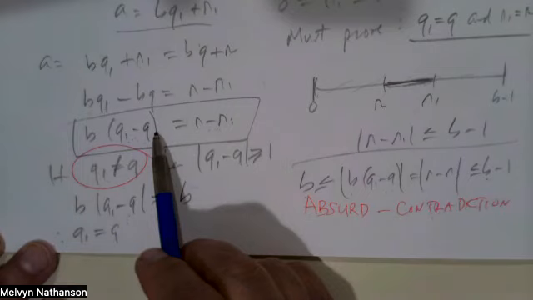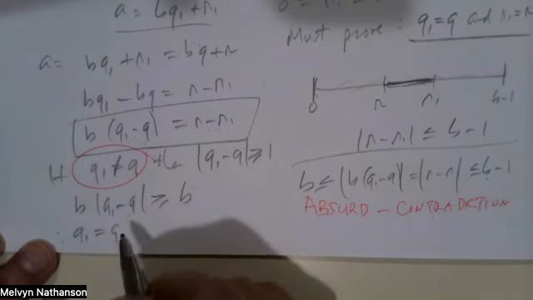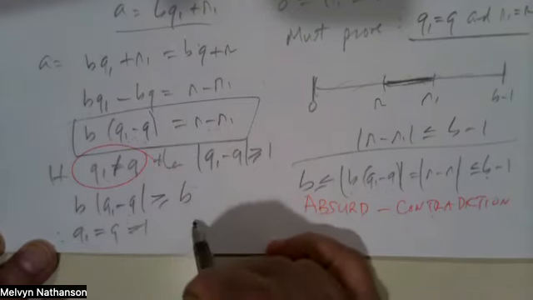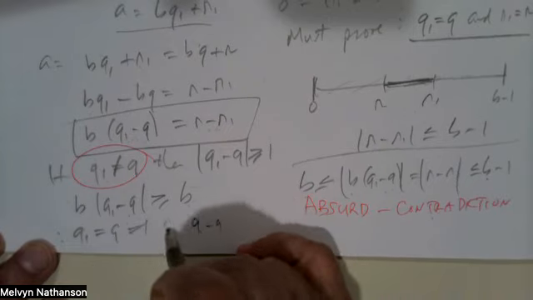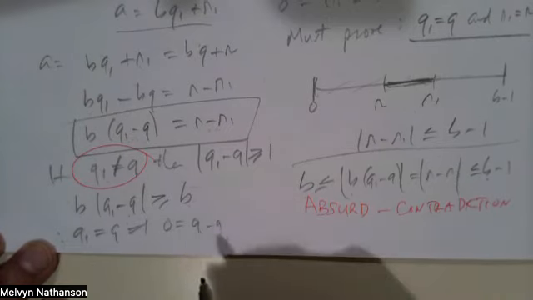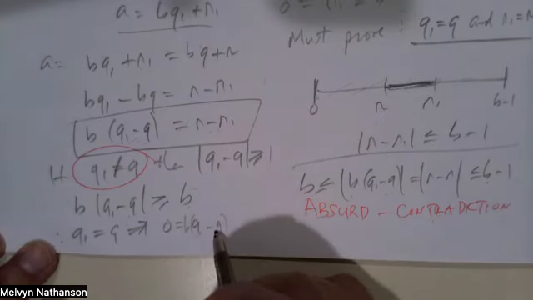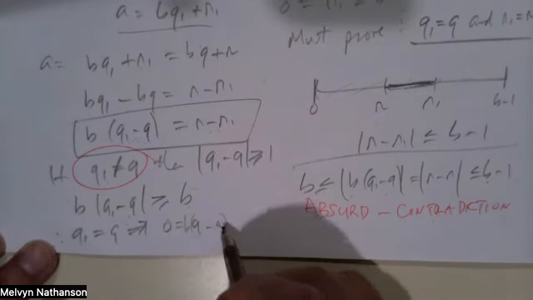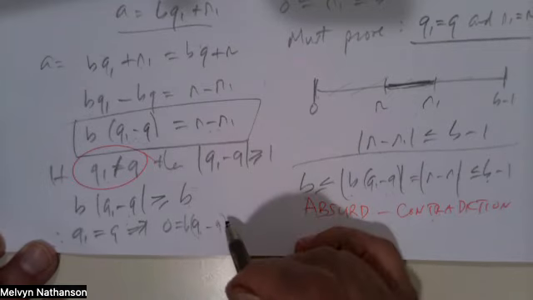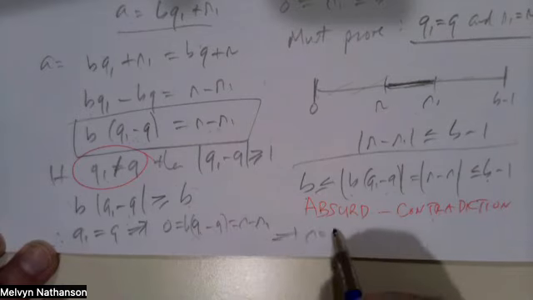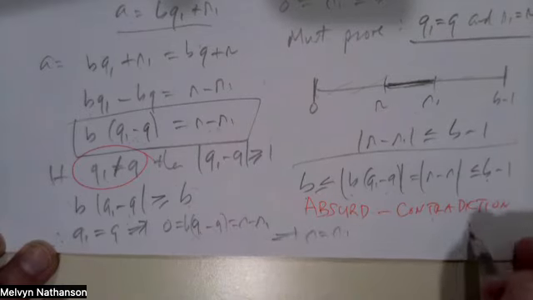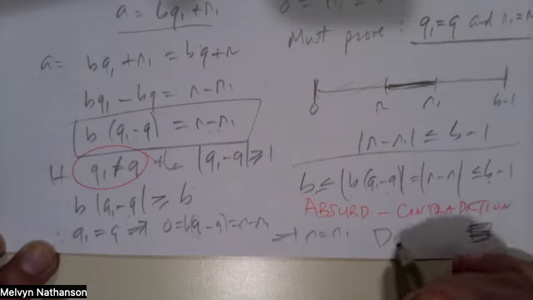And if Q1 equals Q, this is 0. So Q1 minus Q is 0. So B times Q1 minus Q is 0, but B times Q1 minus Q is R minus R1. So this means that R equals R1. And we're done.